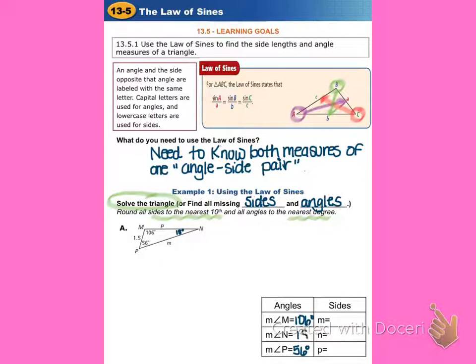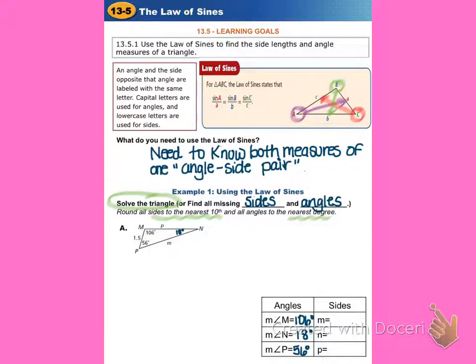So they won't always be that easy to find the angle measures, but in this case, we were given enough information to just find it using the triangle sum theorem. Now I also know one of the sides. I know this side right here that is labeled as 1.5, and that has to be side N because it is across from angle N. So I can go right over here and list that one down. I have side N is 1.5, and that means I am left to find side M and side P.